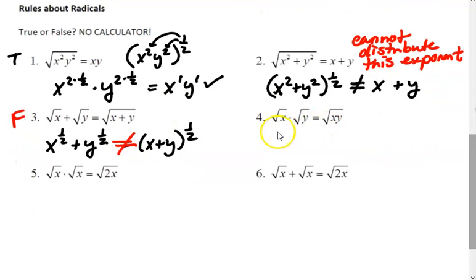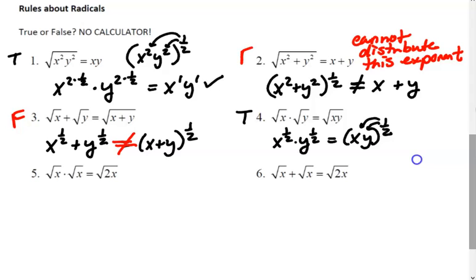Okay, number 4. The square root of x times the square root of y equals the square root of xy. Well, this is x to the 1/2, and this is y to the 1/2, and they're multiplied. And this is xy to the 1/2. So what I'm asking is, can this exponent distribute over the x and the y? Well, the answer is yes. We know that an exponent can distribute over multiplication, so this is a true statement. Oh, this one was false. Number 2 was false.